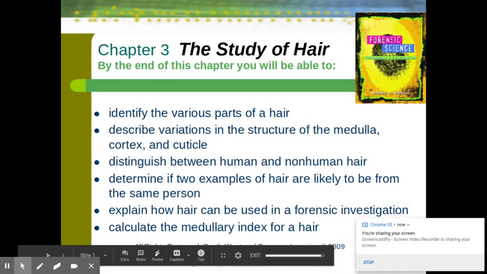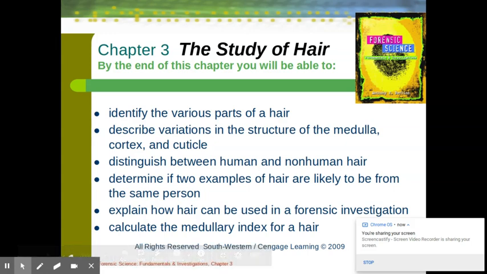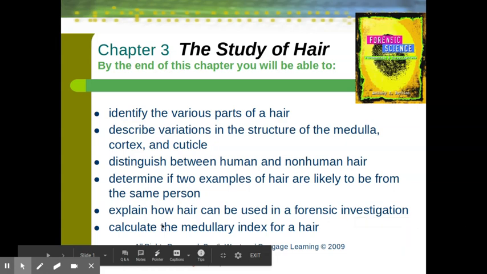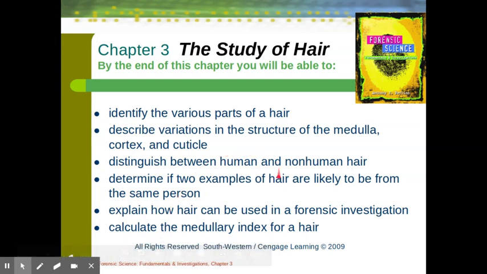This is Miss Rector. I'm going to do a little overview of Chapter 3, Hair Chapter. So, remember, I am a chemistry teacher with a chemistry background, so please excuse me if I mispronounce any of these biology terms. So, here we go.